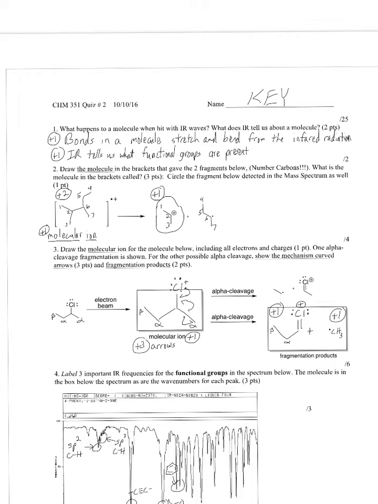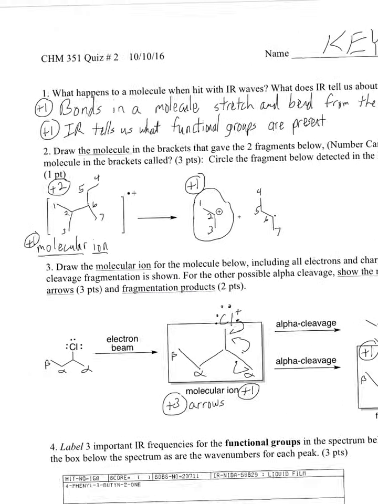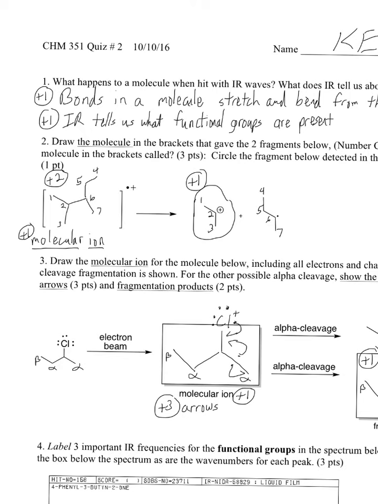Two big things. Number 2, draw the molecule in the brackets that gave the two fragments below. So you're given the two fragments below, the positive fragment and the neutral radical. And I'm asking you to work backwards to say, where did these two things come from? So you need to number these carbons. That's probably the most important thing here, is to number these carbons. So 1, 2, 3, 4, 5, 6, 7.